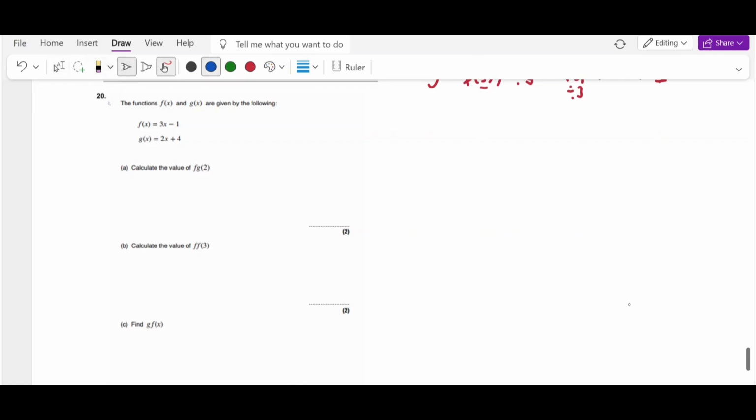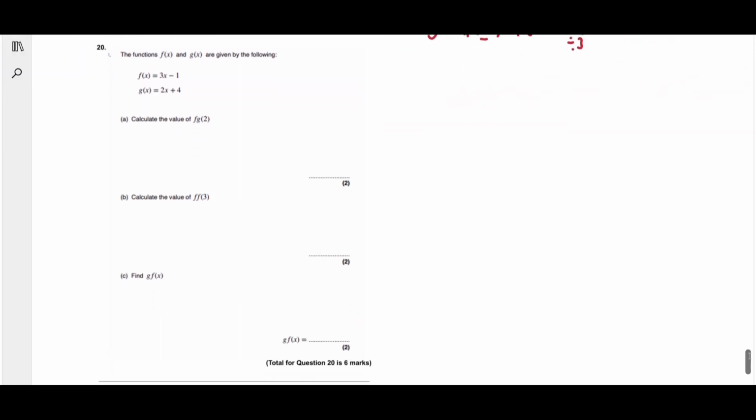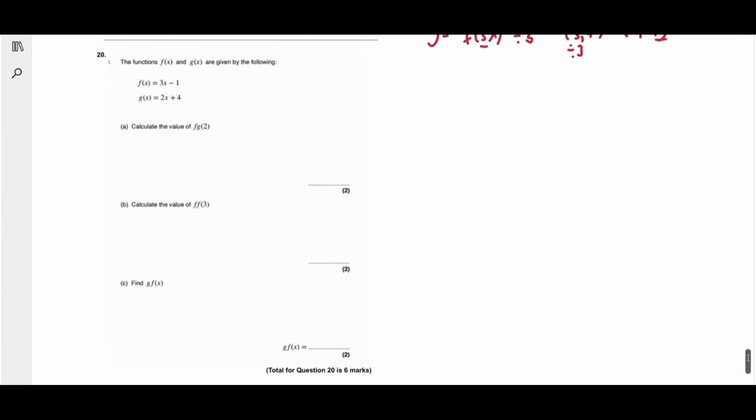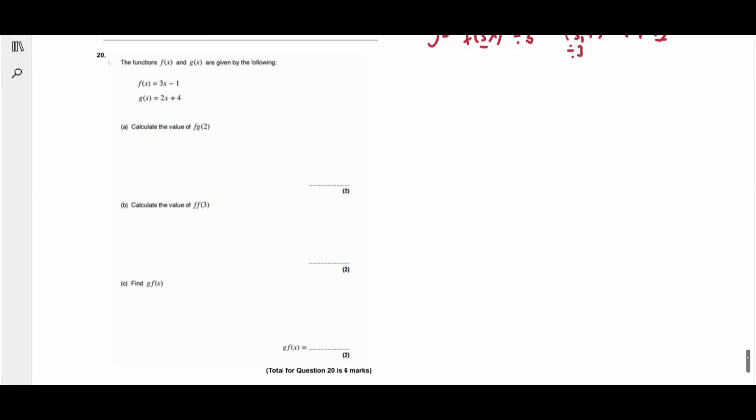The functions f(x) and g(x) are given by the following. So it's given you the functions, it's given you the equations here. So 3x minus 1, and 2x plus 4.